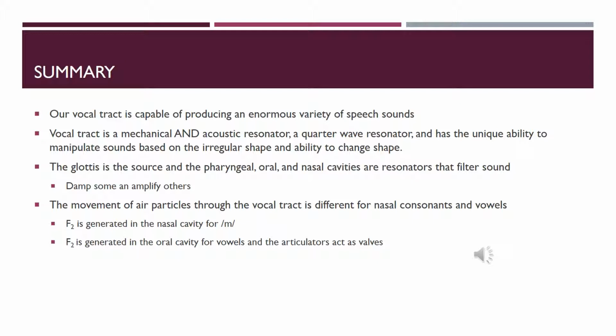We also know that the movement of air particles through the vocal tract is different for the nasal consonants and vowels. So with nasal consonants, the second formant is generated in the nasal cavity, and then for the vowels, the second formant is generated in the oral cavity and is manipulated by the articulators, which act as valves.